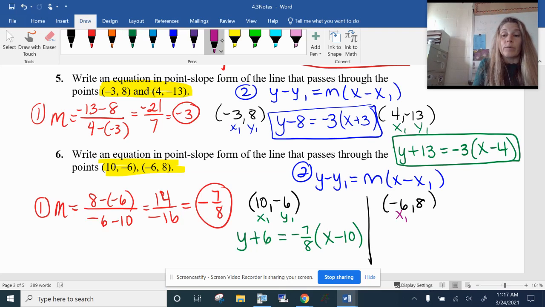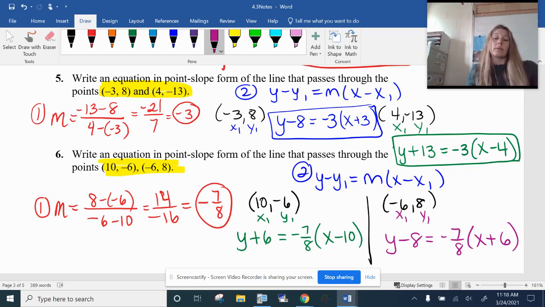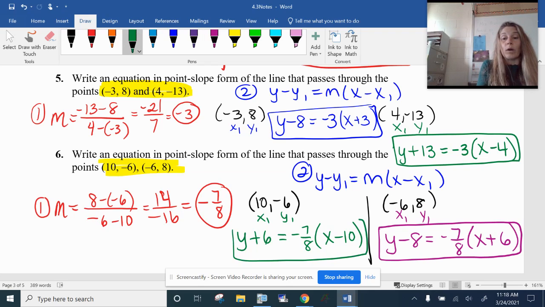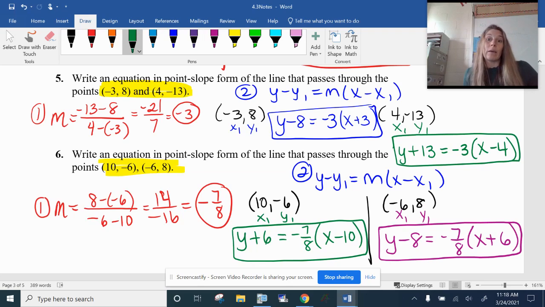If I do this point here instead, I have y minus 8 equals my slope of negative 7/8, and then x minus negative 6, which will become a plus. And these would both be correct answers for the equation in point slope form. However, if I simplified these or converted them into slope-intercept by distributing the slope and then bringing that 6 or 8 to the other side, you would get the same answer if you did it correctly.